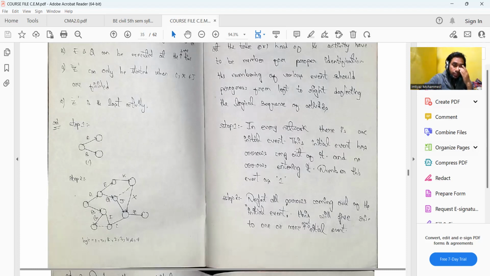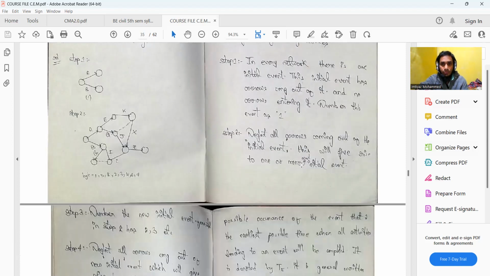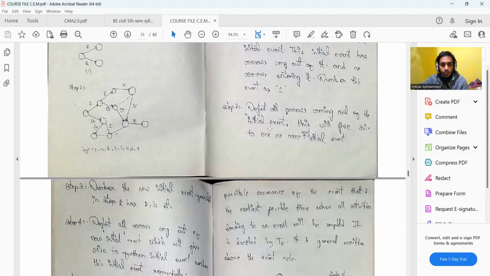So here we go through this. In any network there's one initial event, and this initial event has arrows coming out of it and no arrows entering it, because this is the start of the particular project. We are starting with one. All the arrows are coming out of it and no arrow is entering it, so we number that event as one. After that we have step 2.